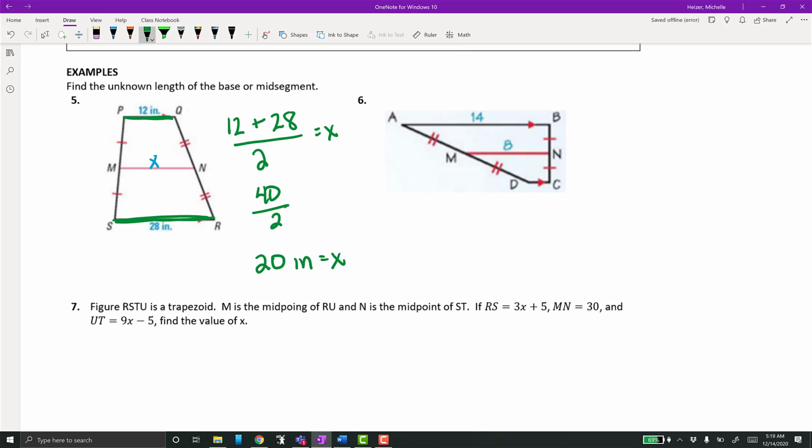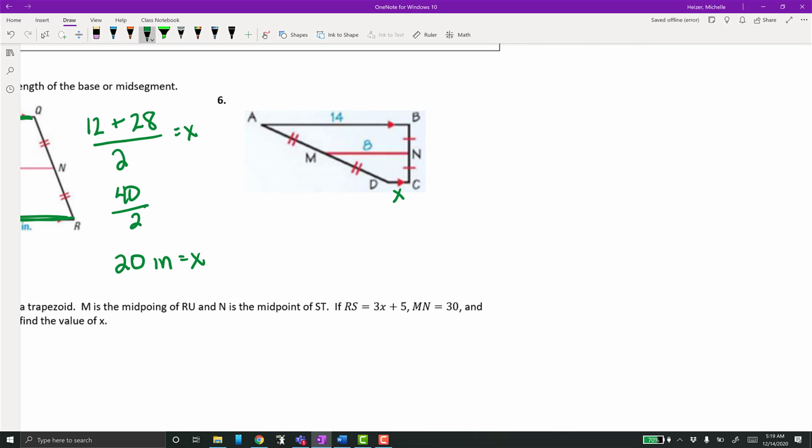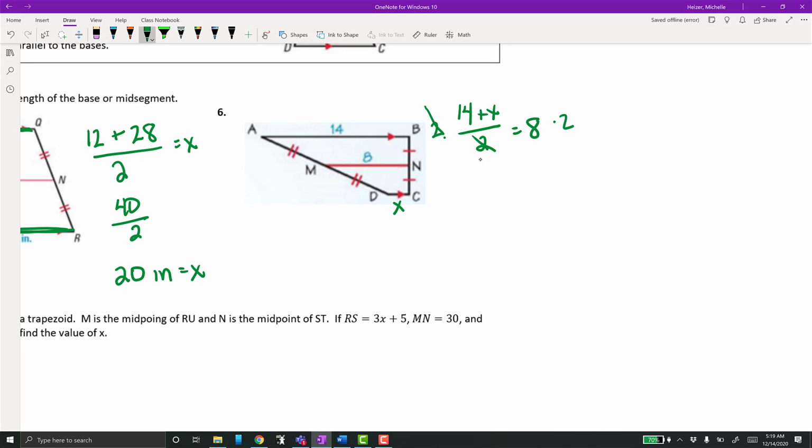On question number 6, this is asking us to find the other base because it gives us the length of the midsegment. So we could use the formula. We'll call our missing base x. So add the two bases, 14 plus x, and divide by 2 equals our midsegment. And then to solve this, we're going to multiply by 2 on each side to get rid of that denominator, and then subtract 14. So that would be the missing base.